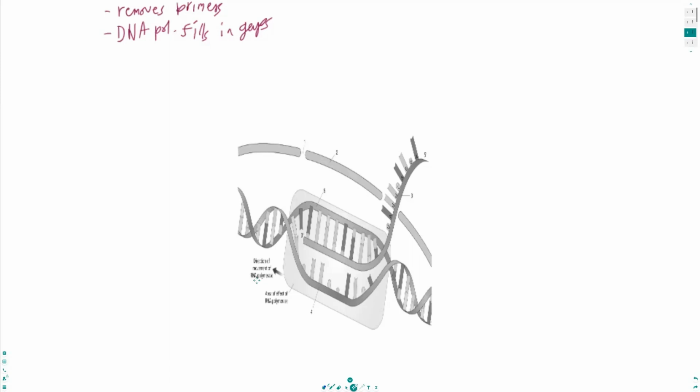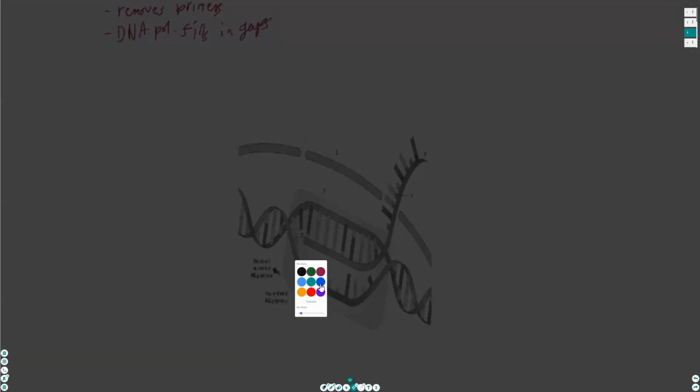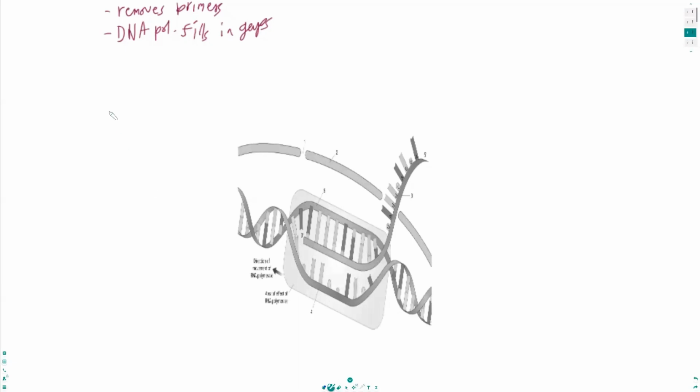Okay, so now we're going to look at protein synthesis properly. Protein synthesis can be divided into two major steps: transcription and translation. Transcription happens in the nucleus, and this is what you're looking at here.